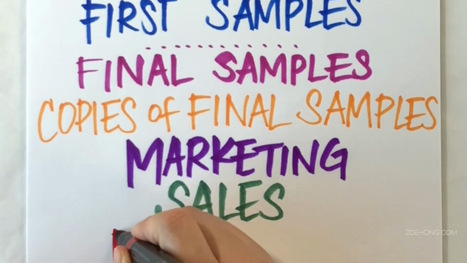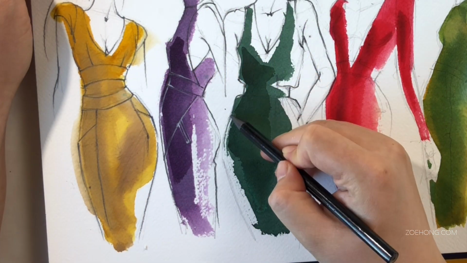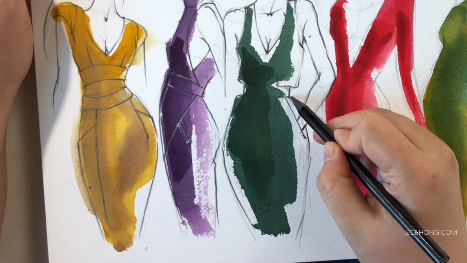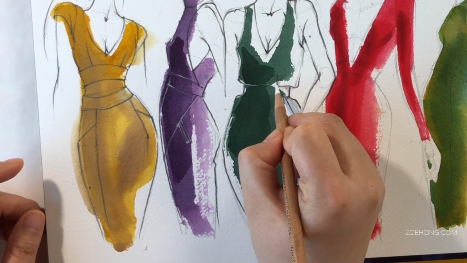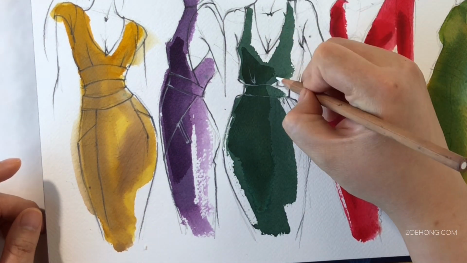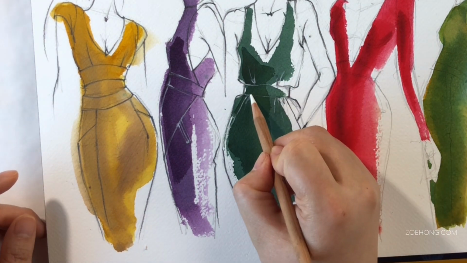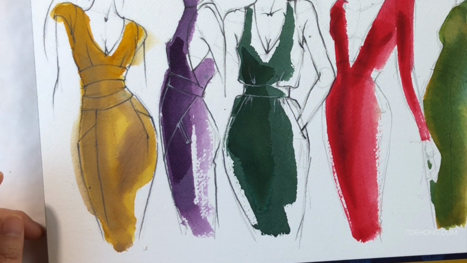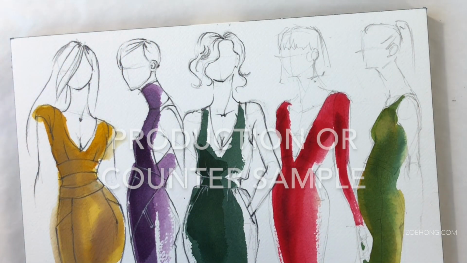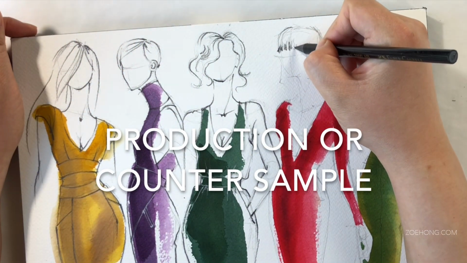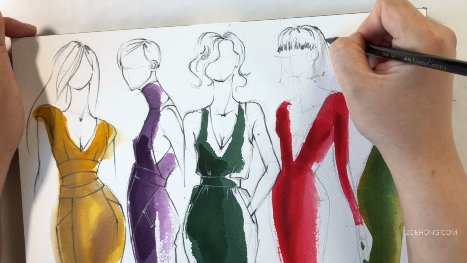Production samples, in my opinion, are only necessary if you use one company for sampling or do all the sampling in-house and use a different company to do your mass production. In that case, you definitely want the company doing the production to send you a sample of how they're going to make your garment. So you send them your sew-by sample. They send you the production sample. Sometimes this is called the counter sample. Your sew-by and the counter sample should be identical before you approve it for mass production.